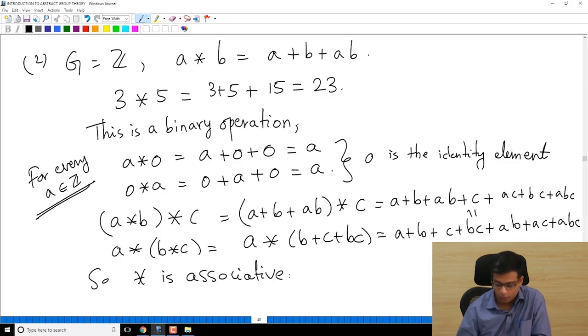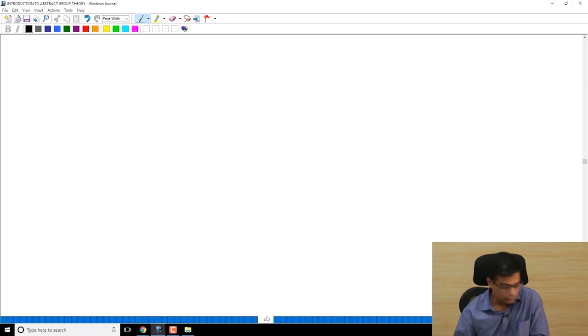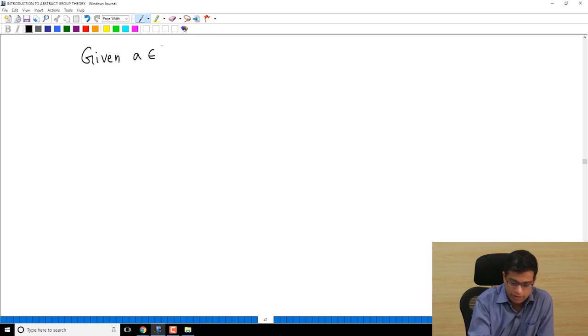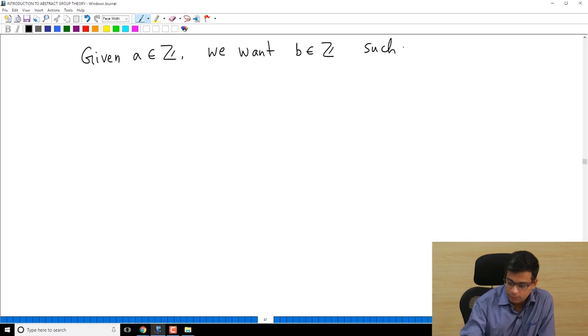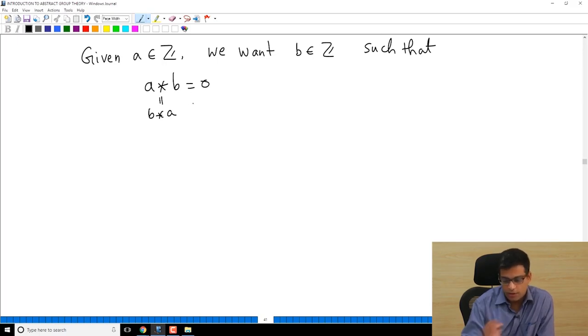Okay, so it has three of the four properties that we want, but we need to check now for inverse. So, what would be an inverse of this? We have already noted that the identity element is 0. So, given an element A in integers, we want B, which is another integer, such that A star B is 0, because that is the definition of inverse. And remember that B star A is also 0. So that is okay. If B has this property, it will automatically have this property.